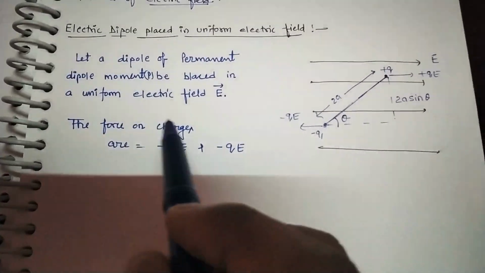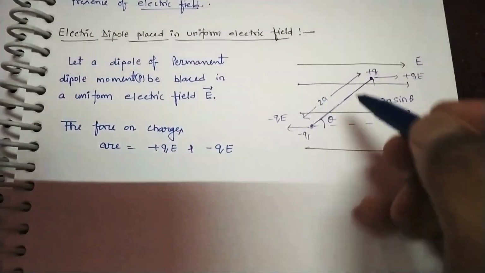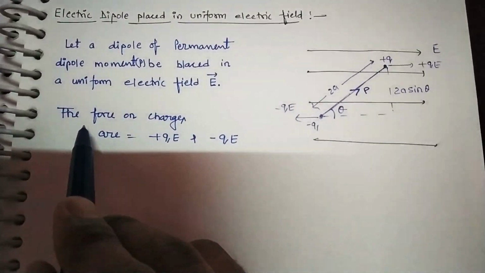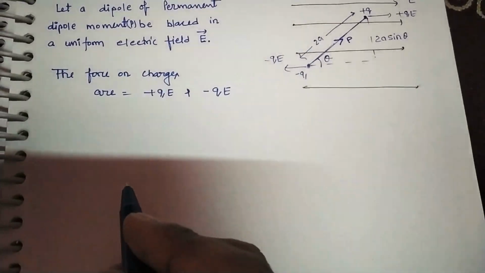Now I am assuming the dipole has permanent dipole moment p, and you know the direction of the dipole moment is from minus to plus. This is the p now. So the forces are plus qE and minus qE. By the definition of torque we know.